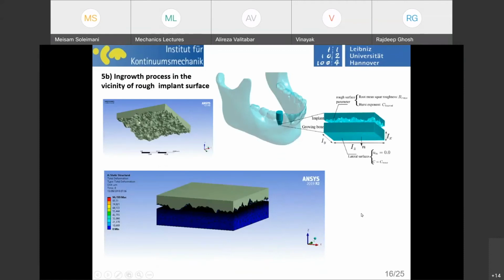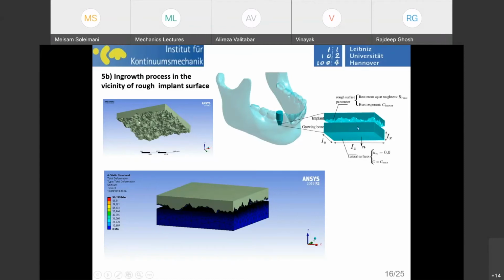Okay, the next example is the bone ingrowth process. Let me shortly explain what the ingrowth process is. Ingrowth means the integration of the bone in the vicinity of an implant. If you look at the surface of the implant, it's not flat. Due to roughness, you have some topographical features at the surface of the implant. So you see these little hills and valleys.